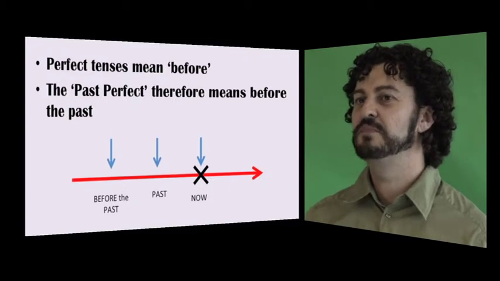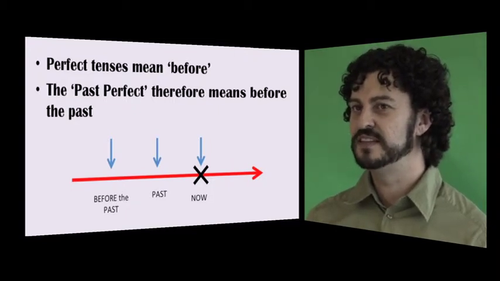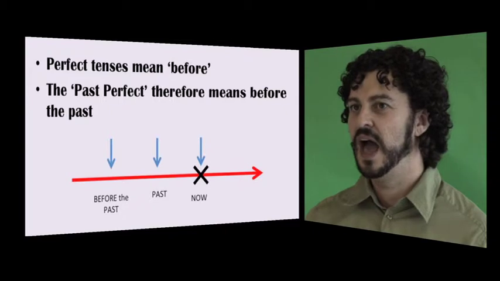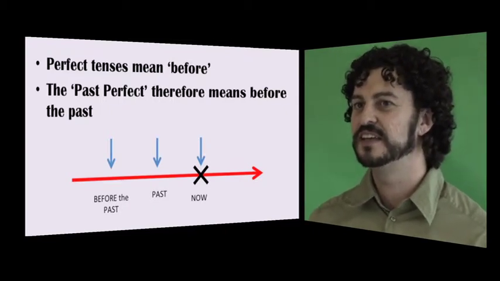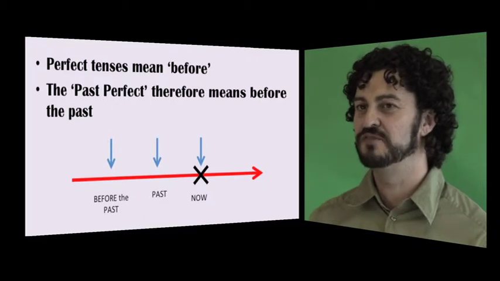So if you have a past event represented on my diagram here, and you wanted to describe something that happened before that past event, then you can use the past perfect.